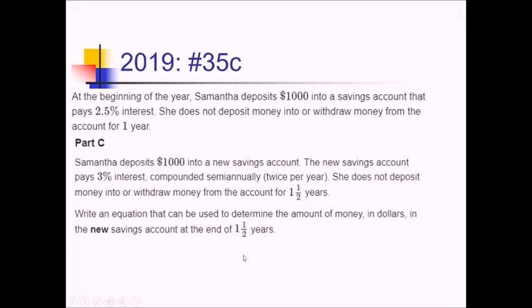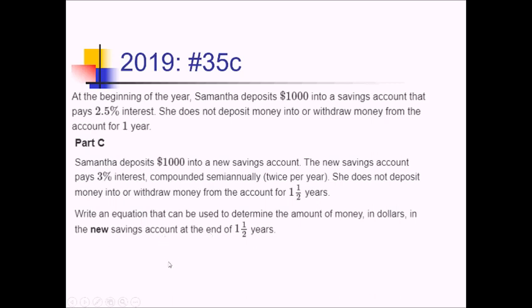For Part C, the situation has changed a bit. Still a $1,000 deposit. This time, though, Samantha's new savings account pays 3% interest. Look at Samantha upgrading. And this is compounded semi-annually, twice per year. She does not deposit money or withdraw it for a year and a half. So a lot of parameters have changed here. We want an equation that can be used to determine how much money we have at the end of 1.5 years. So you don't actually want to plug in just yet for this part. You just want to write the expression out with everything plugged in.